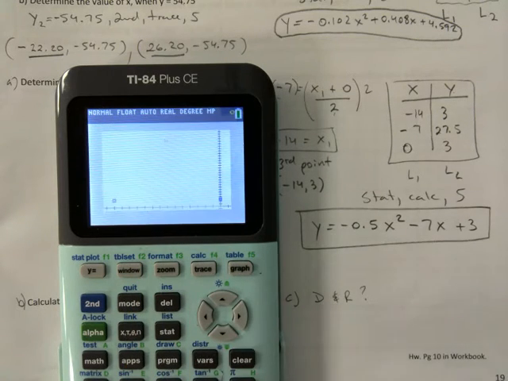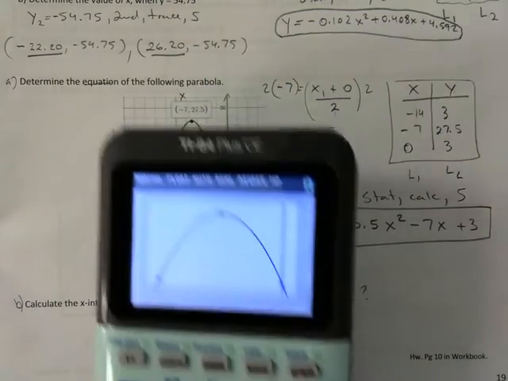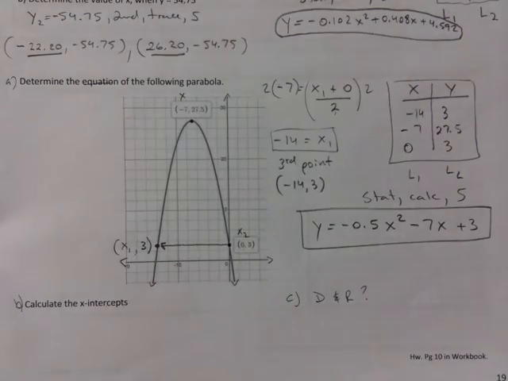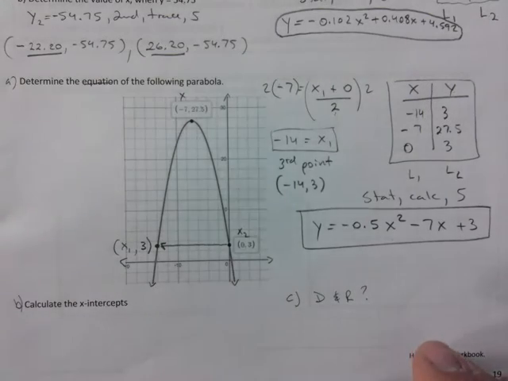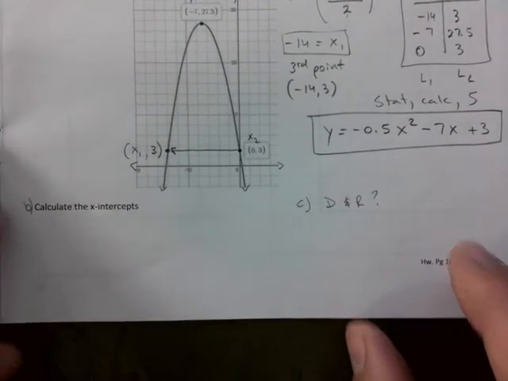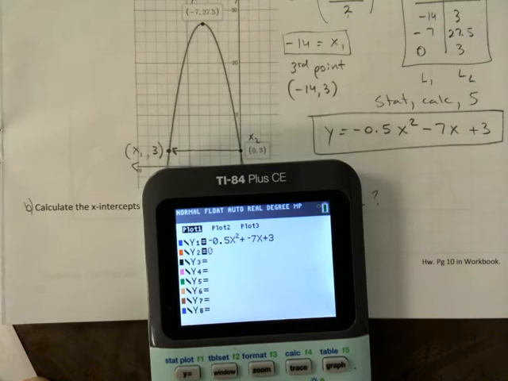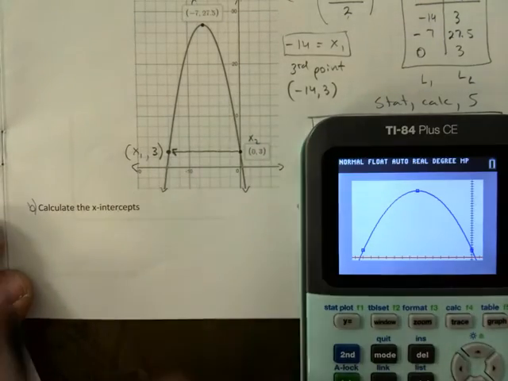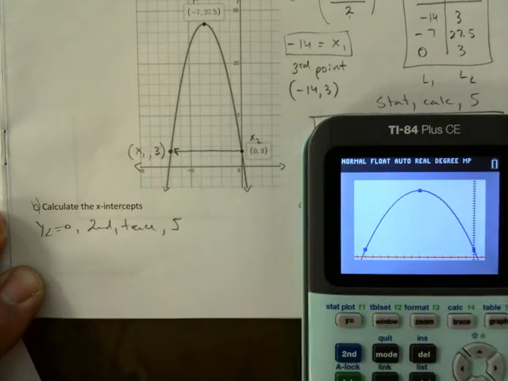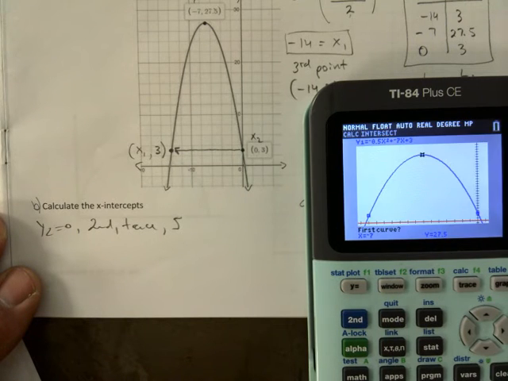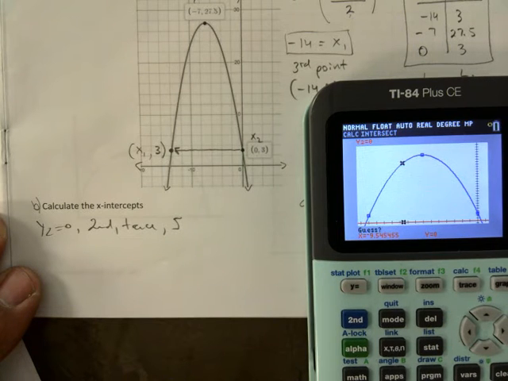So I'm going to go zoom 9, and it does look like the graph I just drew, right? It's obviously flatter because of the window. Like if I adjusted my window, it would look different. Go ahead. Let's find the x-intercepts and then the domain and range. So y2 is equal to 0. Second trace 5. I'm going to go to the left a bit. That's close enough to the left side. So enter, enter, enter.